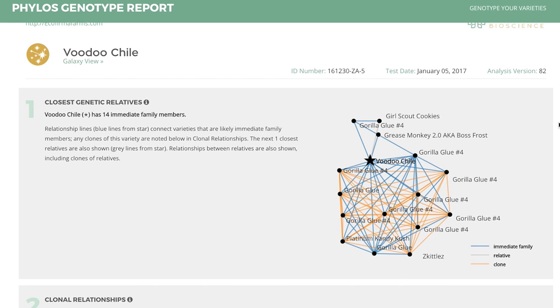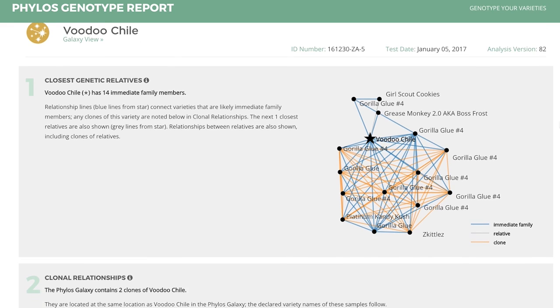And this one's a little messy, but its closest relatives are Gorilla Glue and Alien Dog, and these orange lines mean that all of these Gorilla Glues are really the same Gorilla Glue. We've just sampled a whole bunch of them.